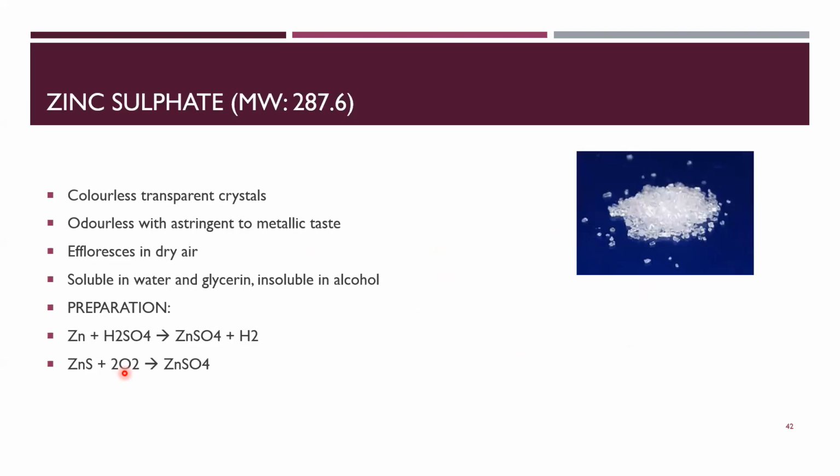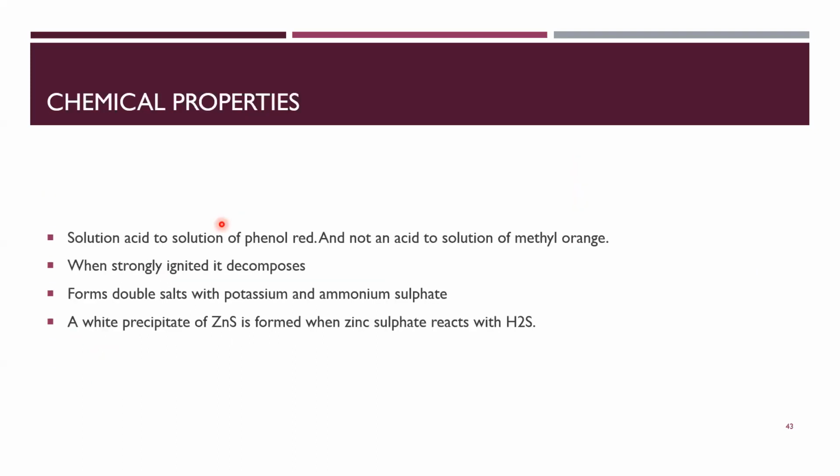Starting with zinc sulfate, it is odorless with an astringent to metallic taste, and is efflorescent in air. It is soluble in water and insoluble in alcohol. When zinc reacts with H2SO4, we get zinc sulfate, and with ZnS, that is zinc sulfide, and oxygen, we also get zinc sulfate. So this is the method of preparation and properties of zinc sulfate.